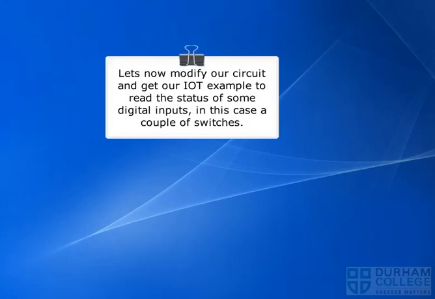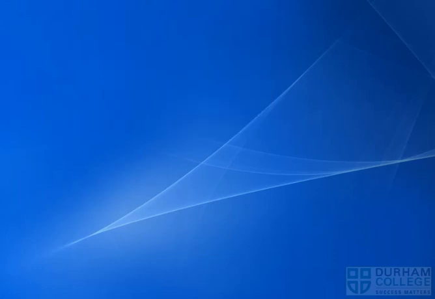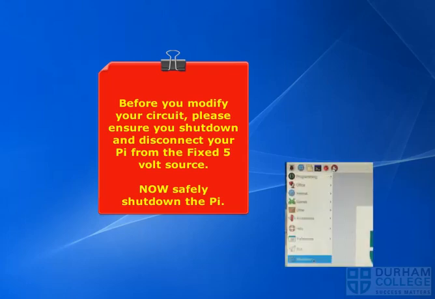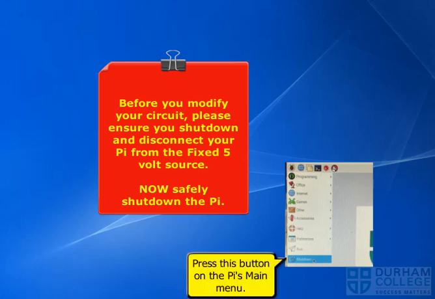Let's now modify our circuit and get our IoT example to read the status of some digital inputs, in this case a couple of switches. Before you modify your circuit, please ensure you shut down and disconnect your Pi from the fixed 5-volt source. Now safely shut down the Pi. Press this button on the Pi's main menu.